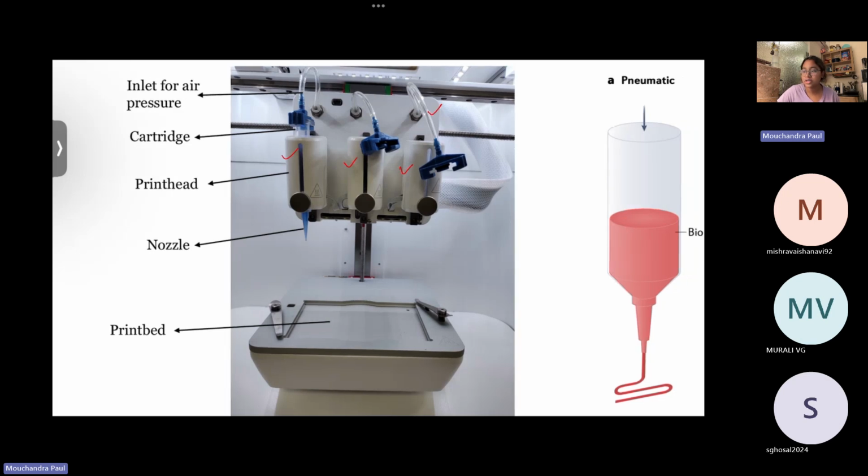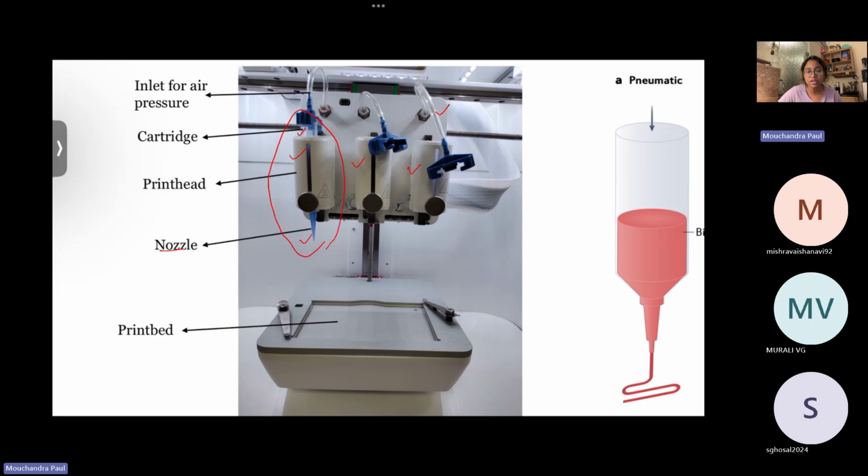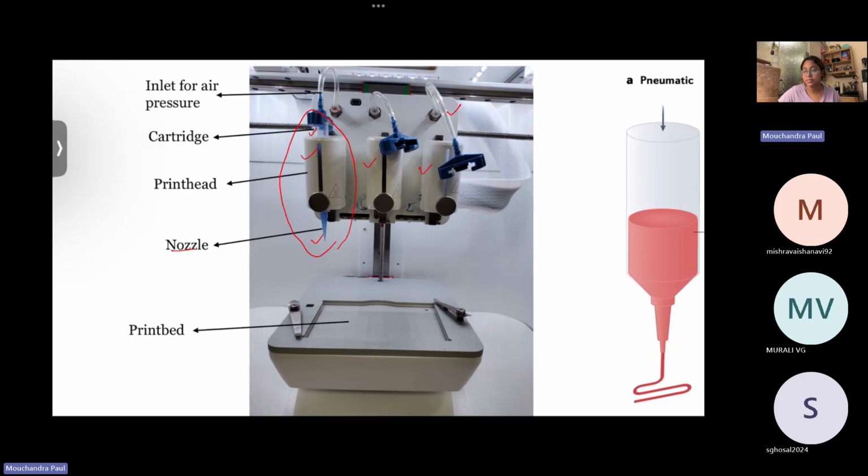So this is a cartridge. This entire thing is a cartridge, you see. And at the bottom of the cartridge, there's a nozzle attached. So this is the assembled form of the system. From the top, compressed air comes, and within this cartridge, we load bioink. And as we apply some amount of pressure, extrusion pressure, from the tip of the nozzle, the material comes out.